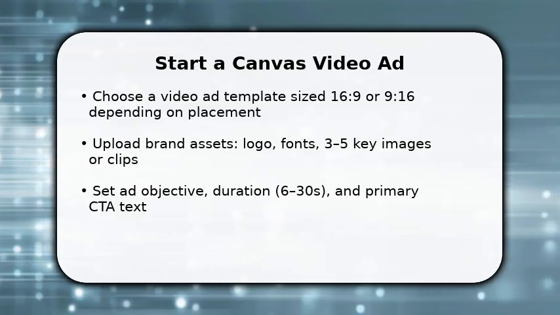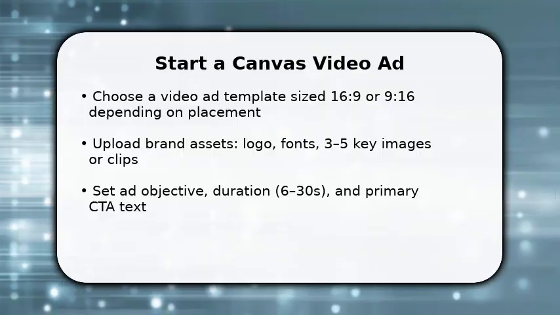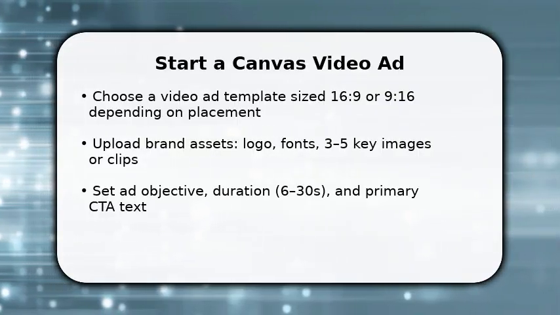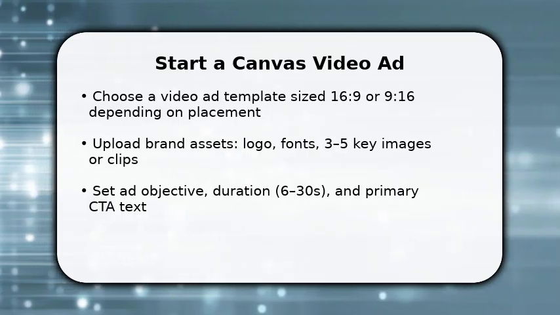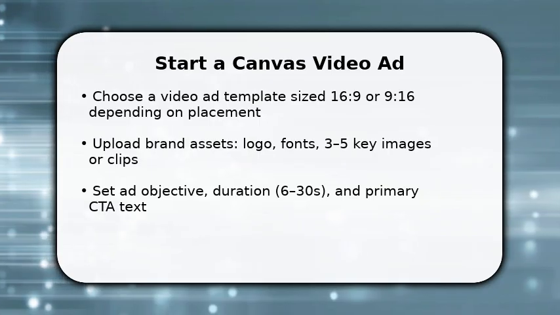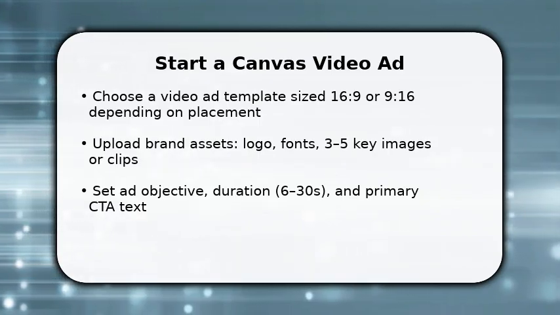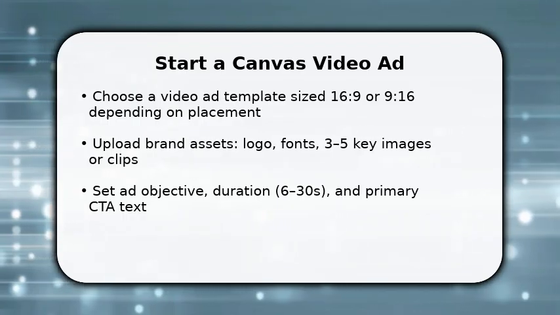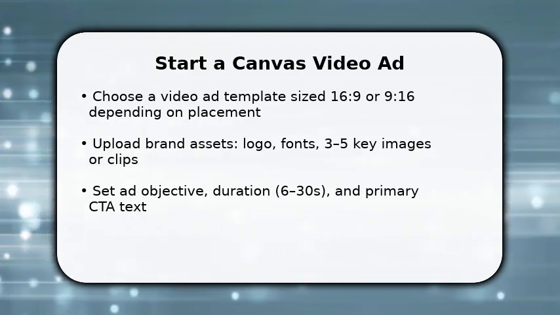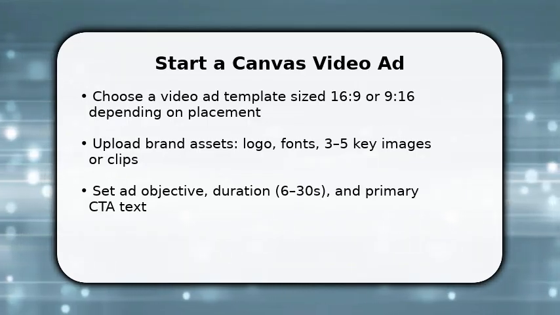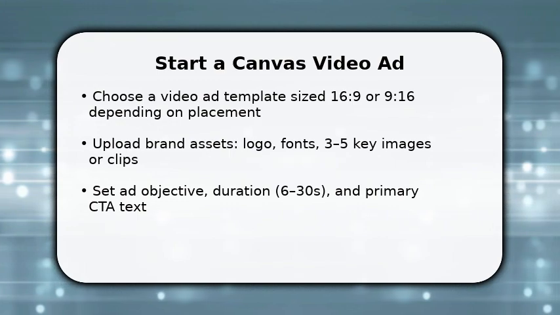You'll start inside Canva by picking a video ad template sized to your placement. Choose 16:9 for feeds or 9:16 for stories. Once selected, upload your brand assets, logo, fonts, and 3 to 5 images or short clips, because consistent visuals speed production. Then set the ad objective and target duration, 6 to 30 seconds, and type your primary CTA. This gets you into editing immediately with the right frame, assets, and conversion goal.